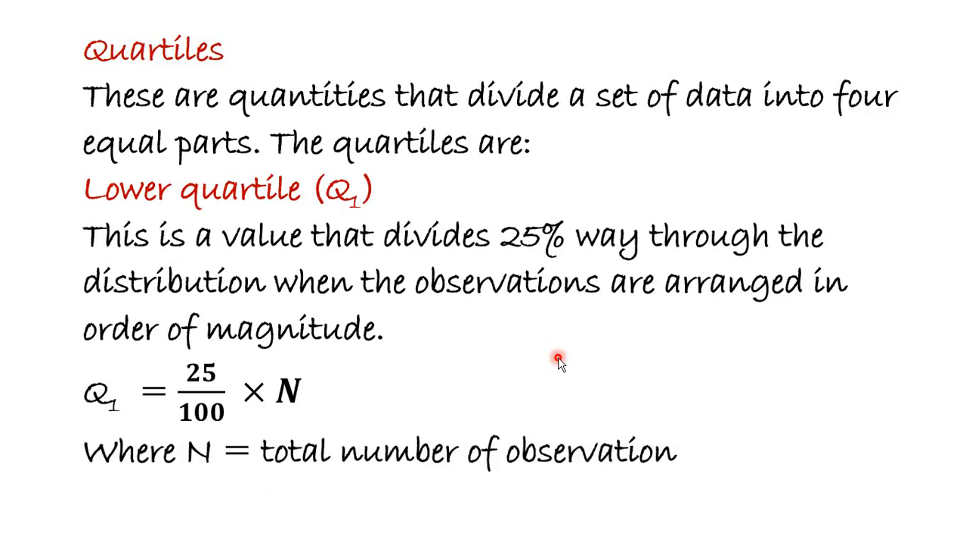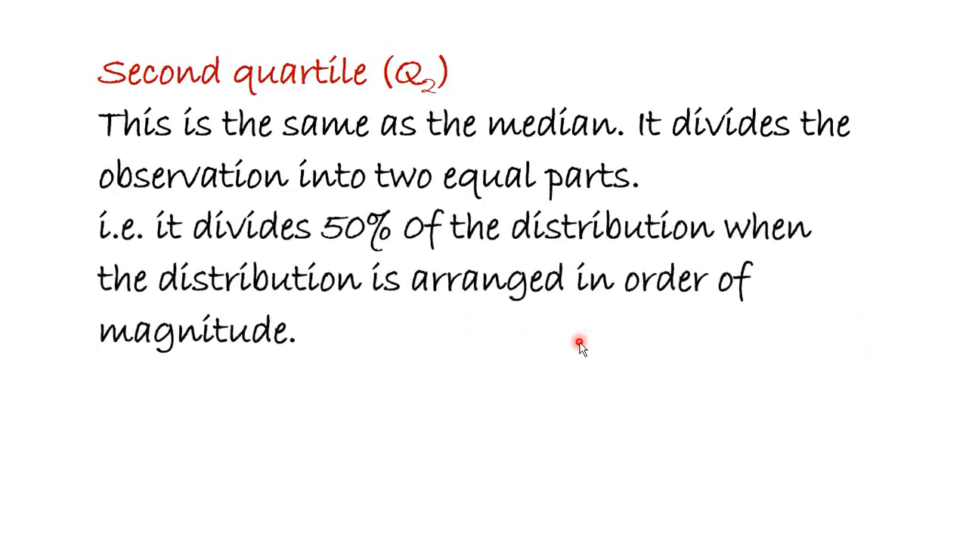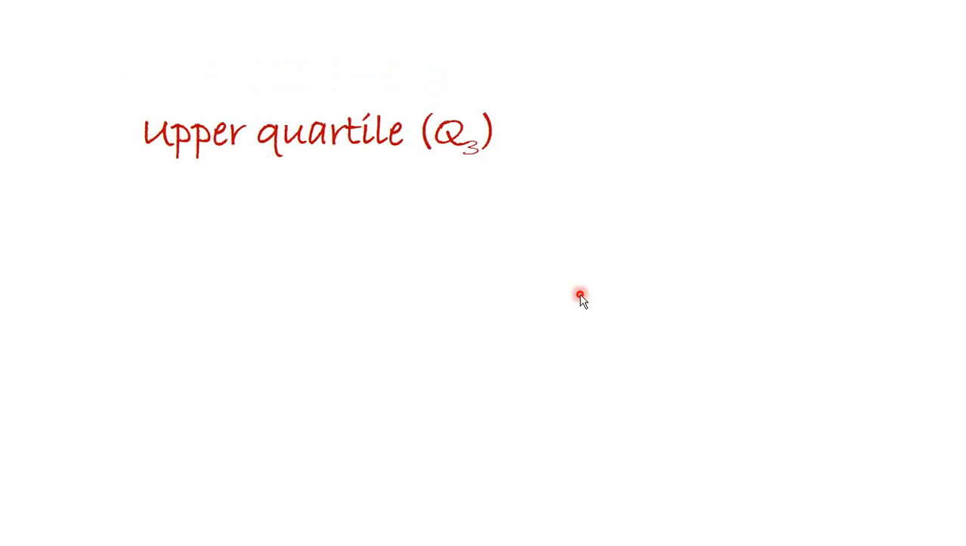Let's also talk about the second quartile, Q2. This is the same as the median. It divides the observations into 2 equal parts. That is, it divides 50% of the distribution when the distribution is arranged in order of magnitude. So for us to get the second quartile, it's going to be 50 out of 100 of the observations, where n is still the number of observations.